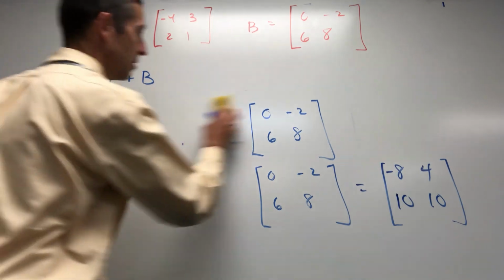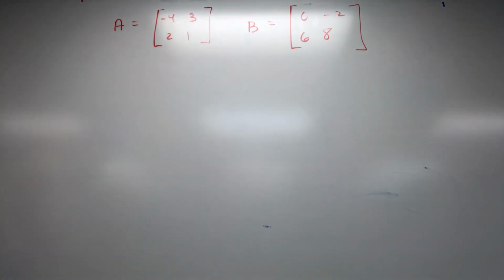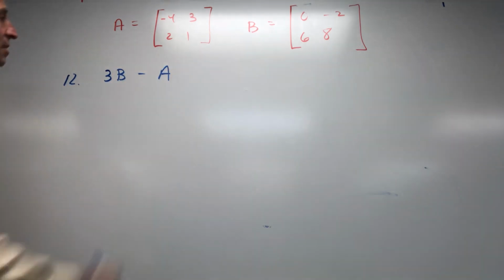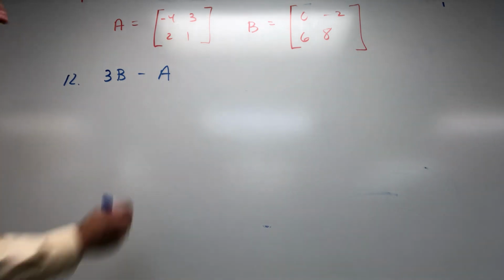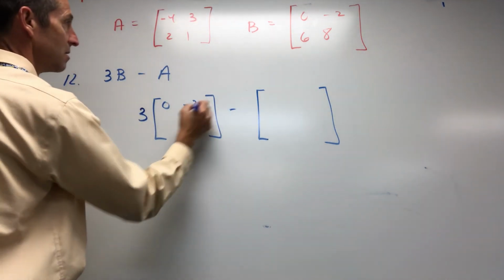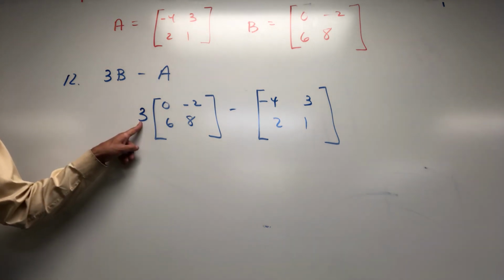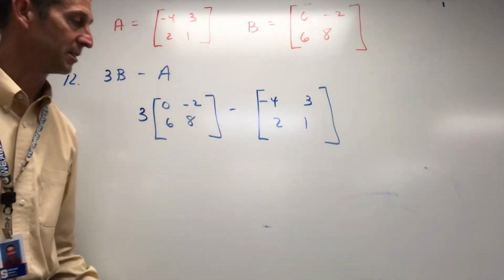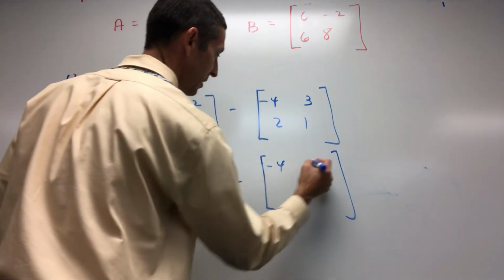Let's just do one more. So we'll call this one number 12. And 3B minus A. So let's flip it around. Let's go B first, subtract the A. So scalar 3, multiply it by 3, subtract the A. All right, so here's our job. We're going to take it times 3 first, and then we'll work in subtracting that one. So let's do the times 3 before we do the subtraction.